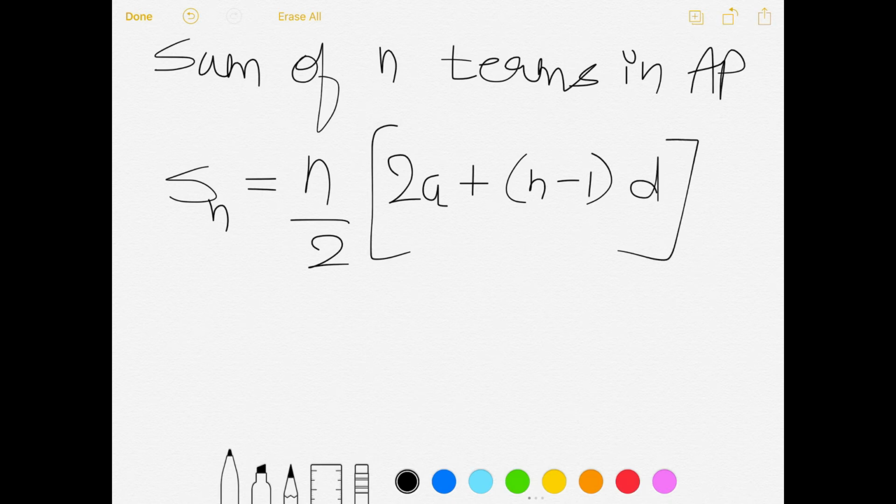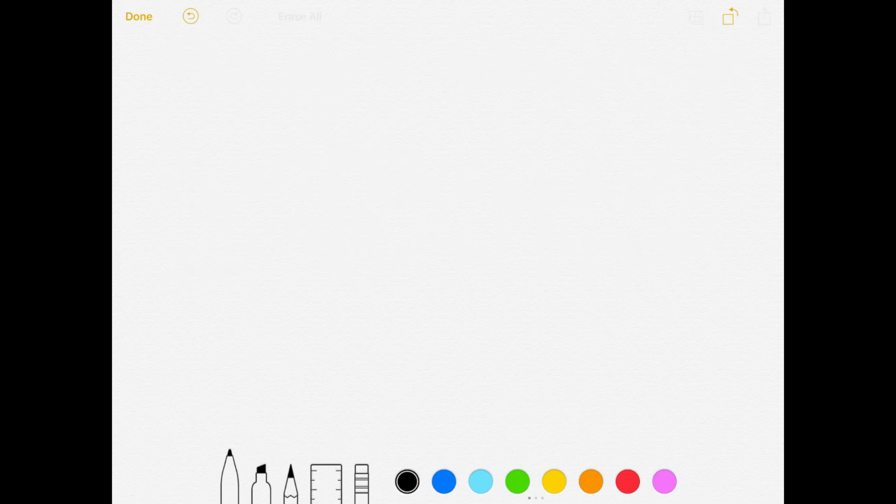ठीक है, सम ऑफ n टर्म्स, s of n is equal to n by 2 bracket 2a plus n minus 1 into d. Nomenclature same रहेगा, d for difference, n is the number of terms, a is the first term, sn is the sum of the n terms. इसी फॉर्मूला को थोड़ा मॉडिफाई करके एक दो शॉर्टकट निकाल दे, ठीक है.